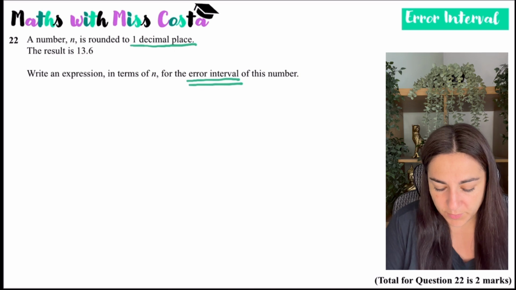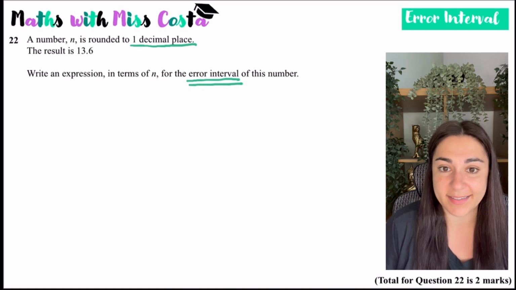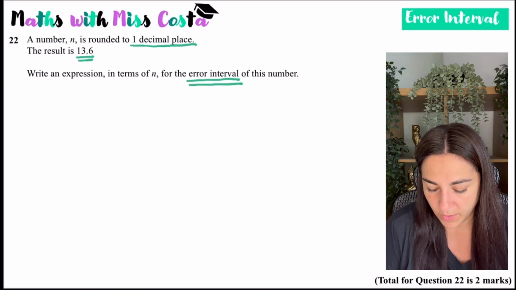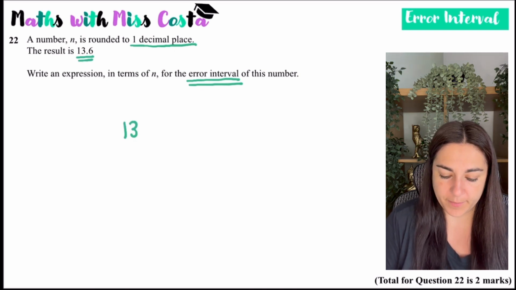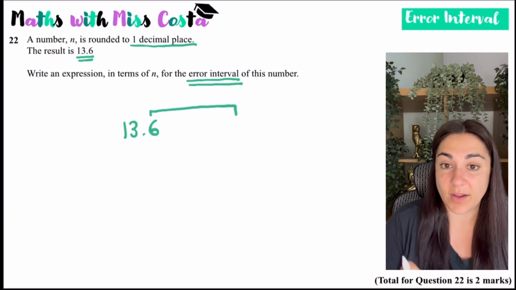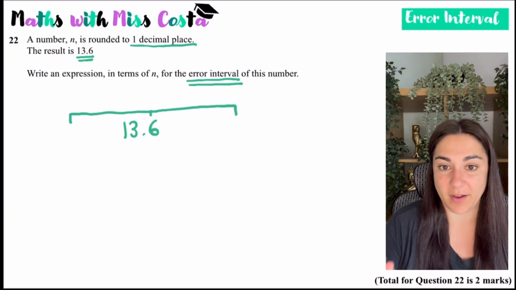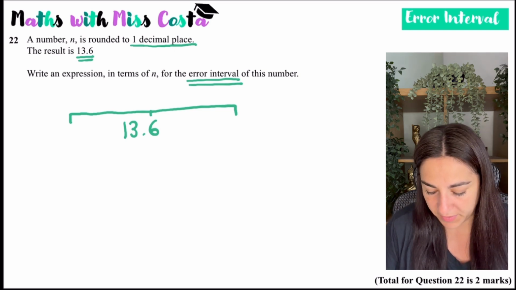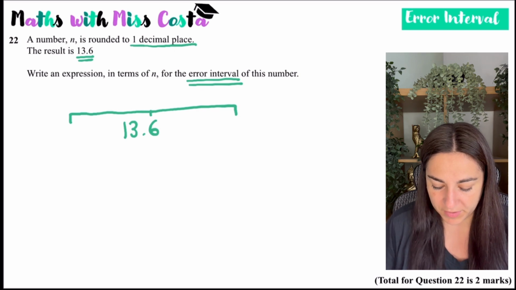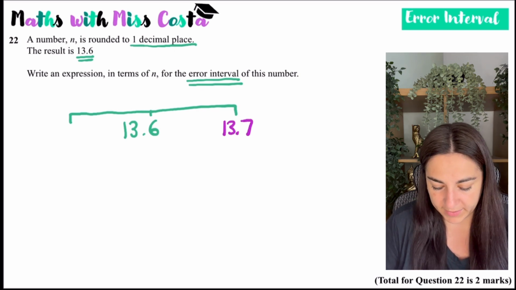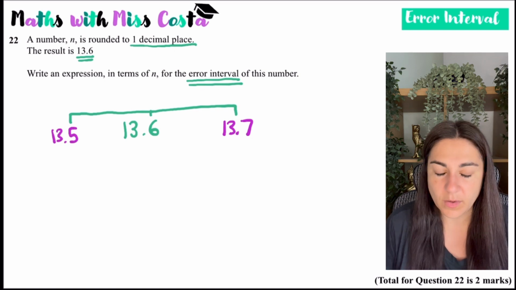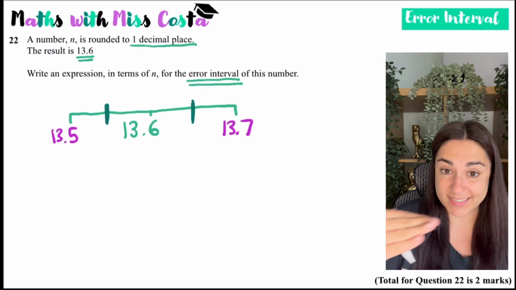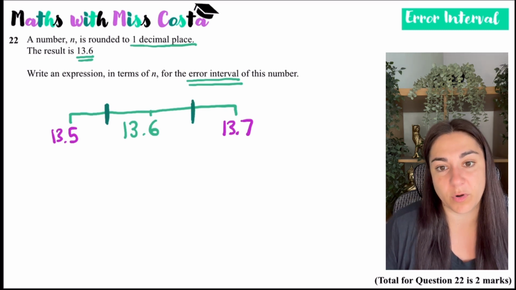So the result is 13.6 after it's been rounded to one decimal place. So what you want to do is think, okay, 13.6. What are my options? If it didn't round to 13.6, what would it round to to one decimal place? So essentially, what's the one decimal place above and below? So the one decimal place above would be 13.7. The one decimal place below would be 13.5. So what I'm always looking for is the halfway point. What is the minimum my number could possibly have been before it would have rounded down? And what's the maximum it could have been before it would have rounded up?